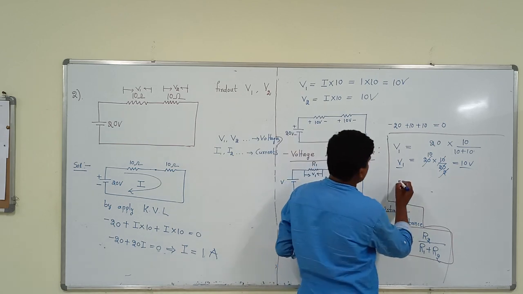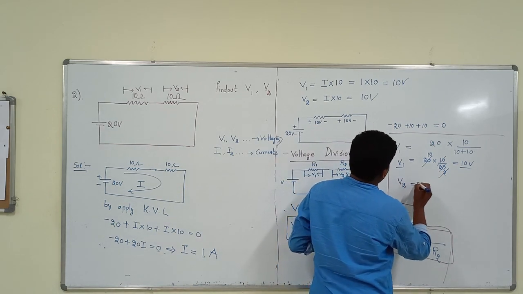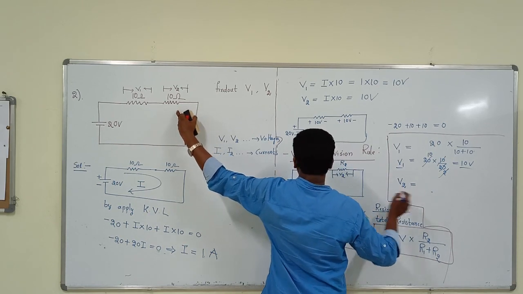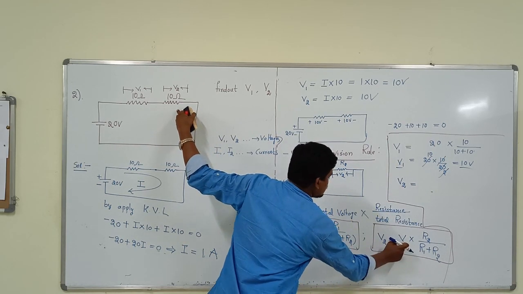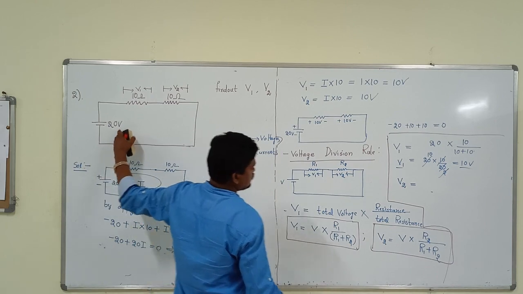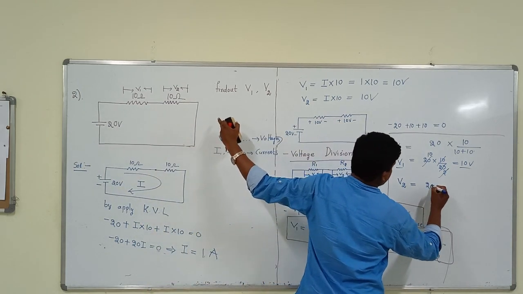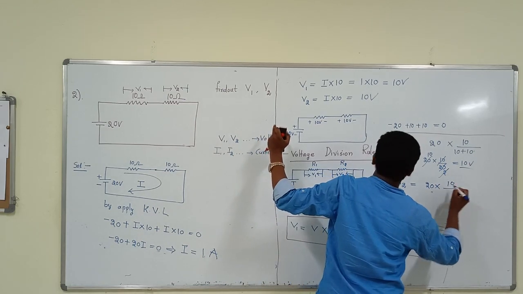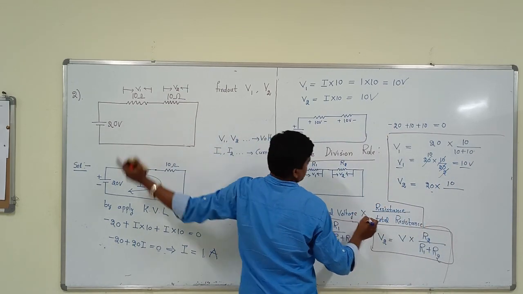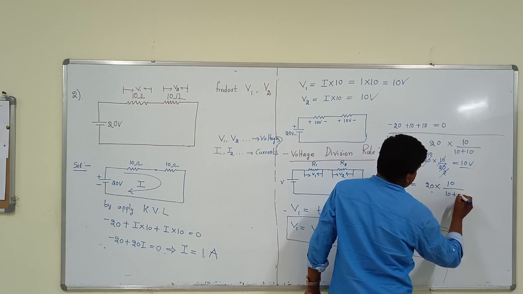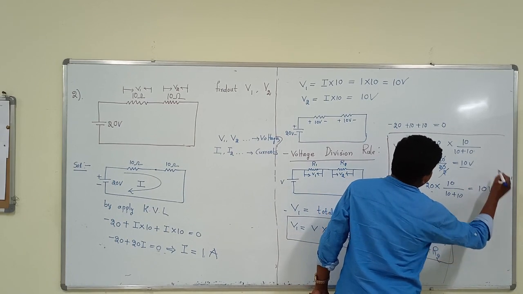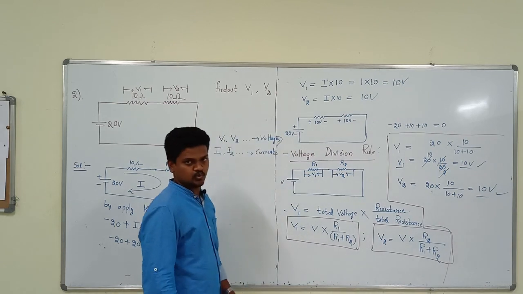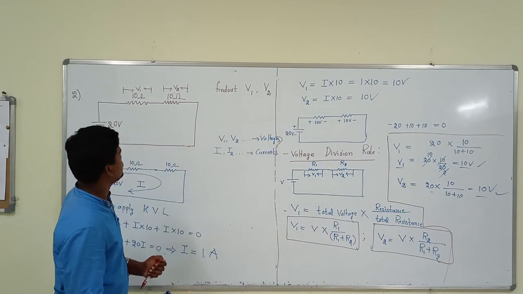Next, V2 also, V2 means the voltage across this resistance. So what is the formula? Total source voltage is 20 volts into that resistance value 10, by total resistance 10 plus 10. If you solve this, you will get 10 volts. Look here, within 2 steps we will find it out.